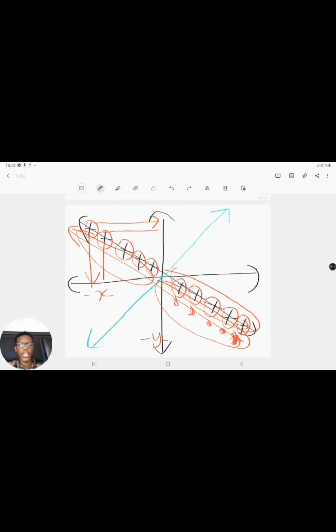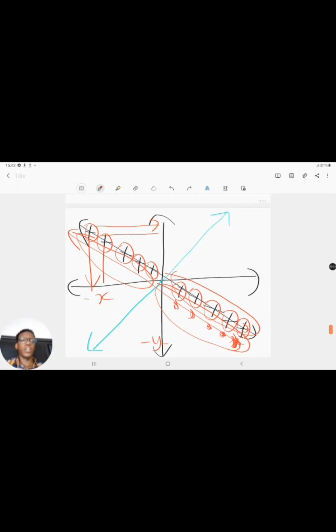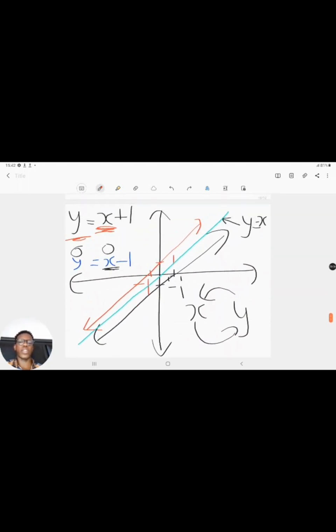Okay, if sketching it this quickly is complicated for you, do it point by point, right? Find actual coordinate points of the graph and then plot them. Then you will get your answer. So that's essentially how you find the inverse.